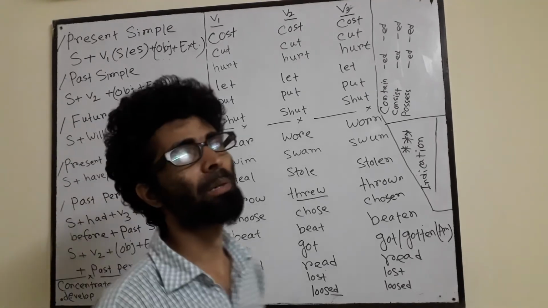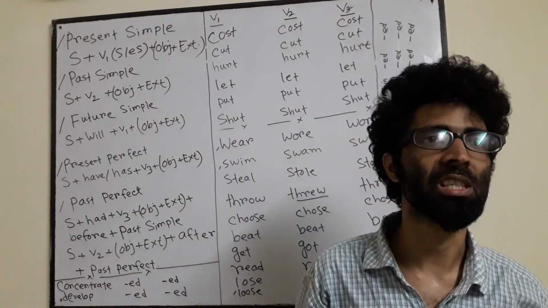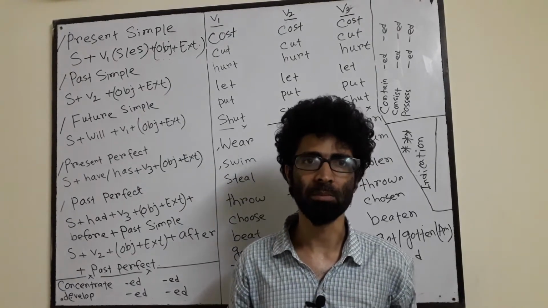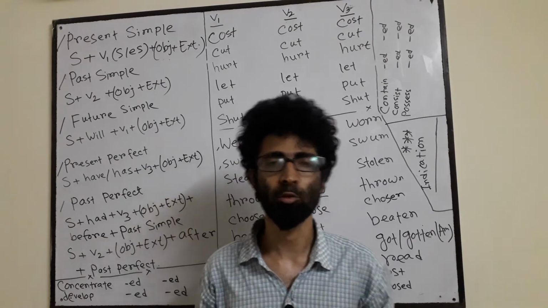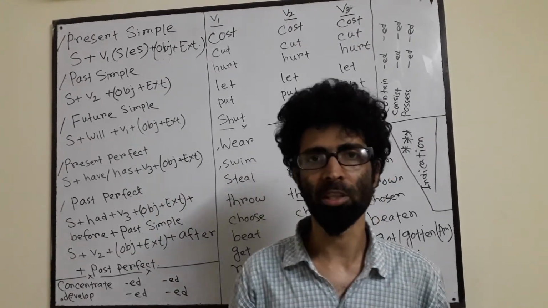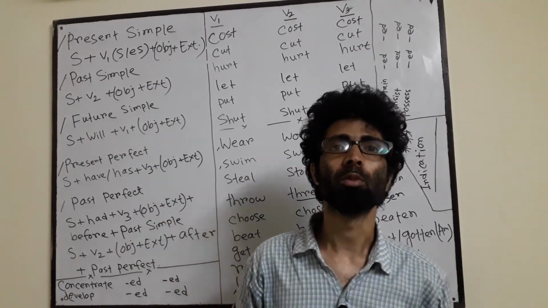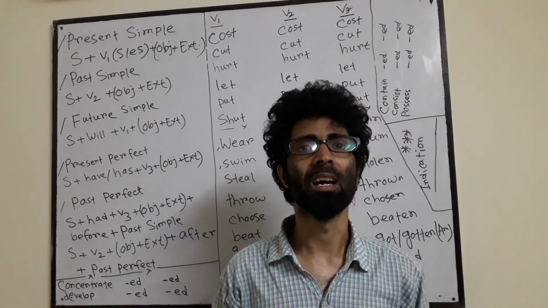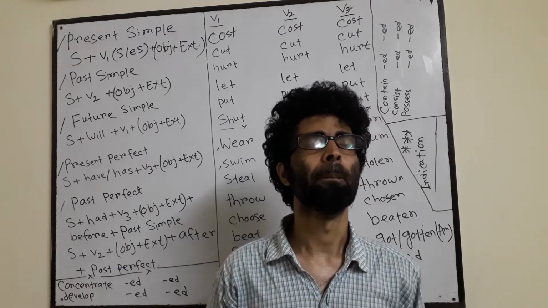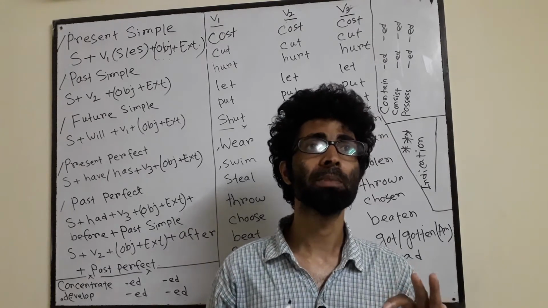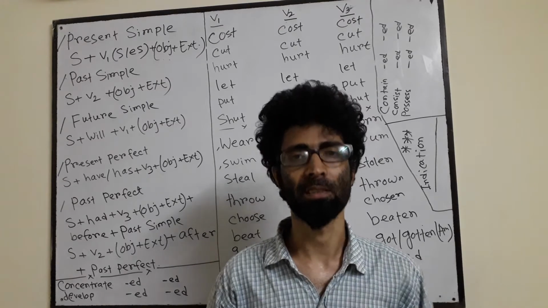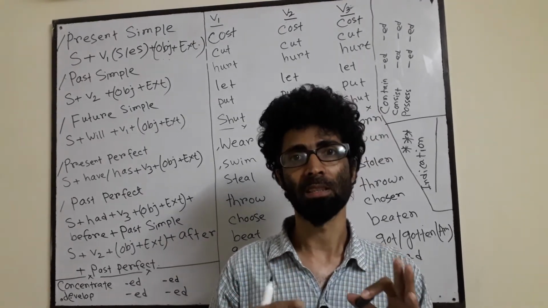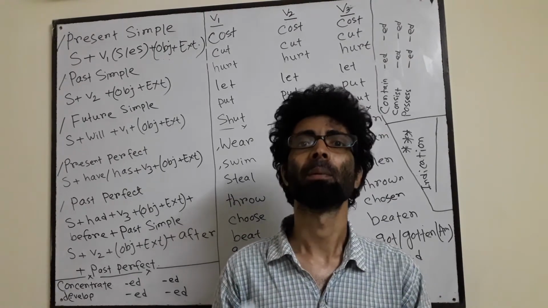If the subject is third person singular, suppose he, she, it, or any singular person or singular name, that time we have to add S or ES with the verb in present simple. It is already known to us. And what's called present simple? Present simple is a tense in which something simply happens in the present.